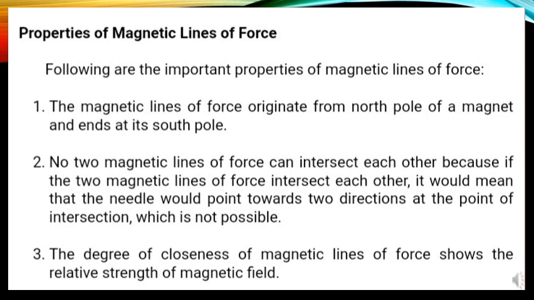A north magnetic pole experiences a stronger force when it approaches one of the poles of the magnet. This means the magnetic field is stronger near the poles. From this we can conclude that where the magnetic field lines are closer together, it indicates a stronger magnetic field. On the other hand, when magnetic field lines are widely separated, it indicates a weak magnetic field.